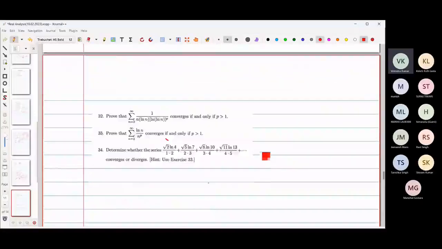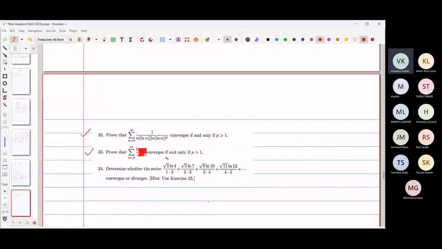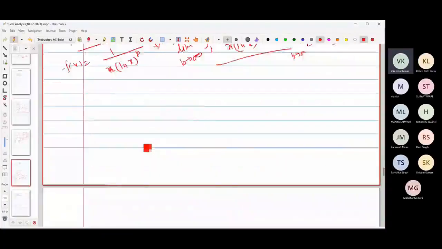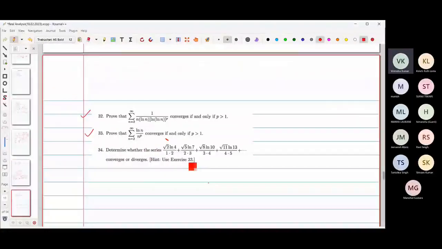So this one and another result. This one also similar question. This question log n, log n to the power p. Okay. This question also you have to use integral test in these two questions also. ठीक है, कर लेंगे ना.